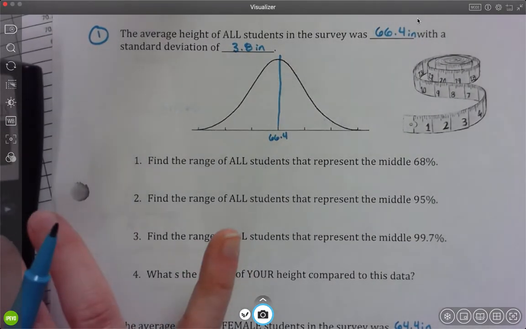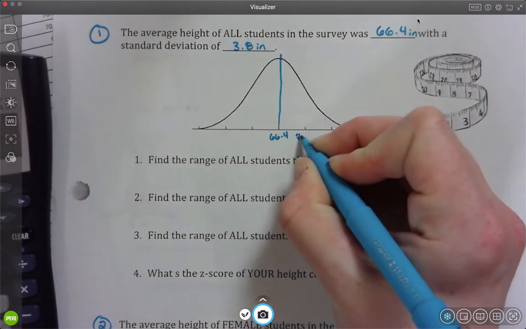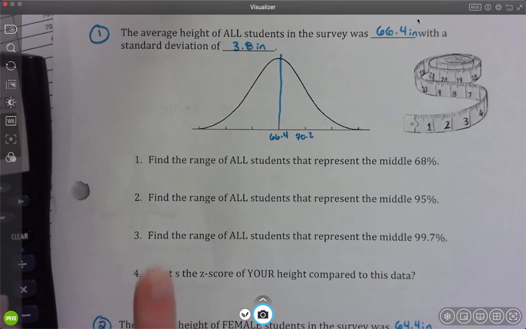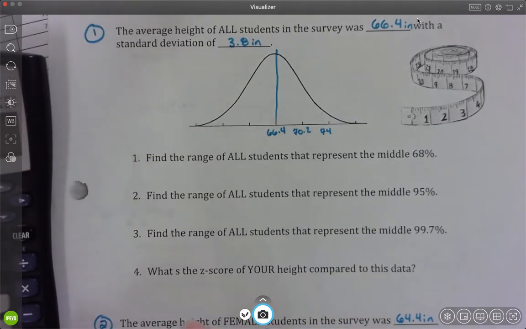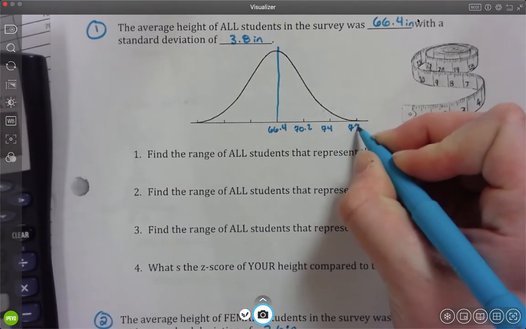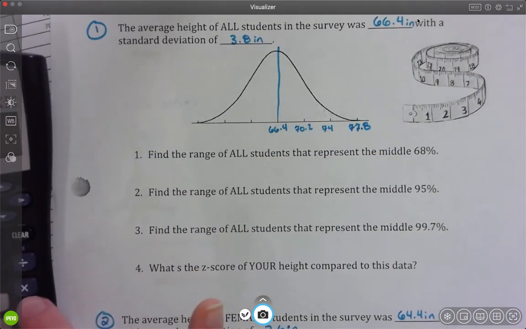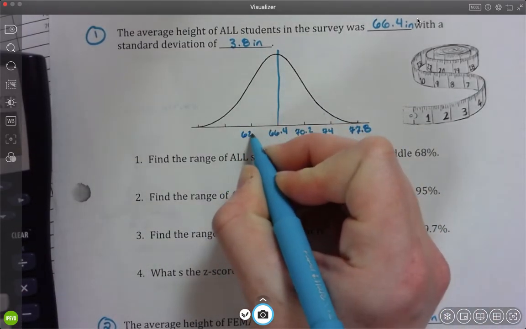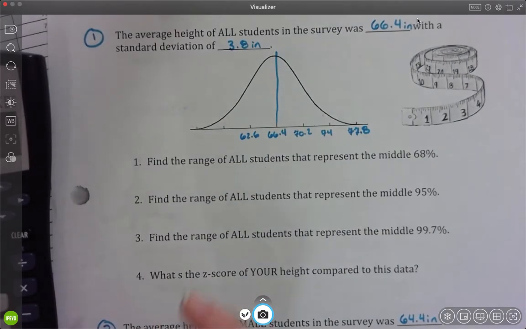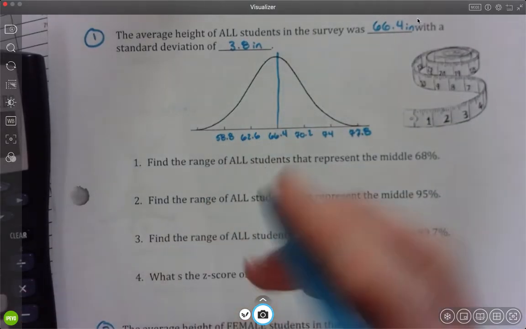66.4, and I'm adding 3.8. That gives me 70.2. I add another 3.8, which is 74 inches exactly, and add 3.8. I could probably do some of this in my head. 77.8 inches. Then I'm going to do the subtraction. 66.4 minus 3.8 is 62.6, minus another 3.8 is 58.8, and minus 3.8 again, the last one, is 55 inches.